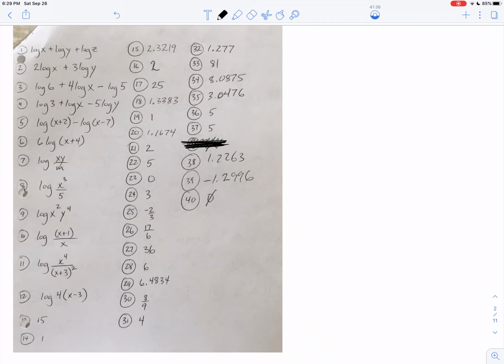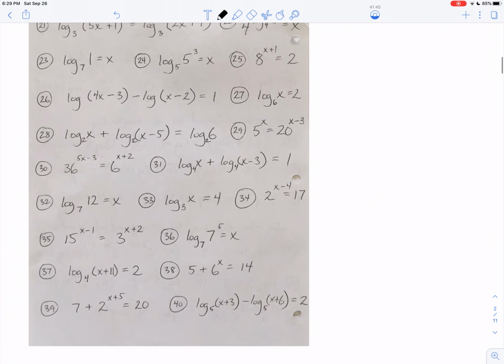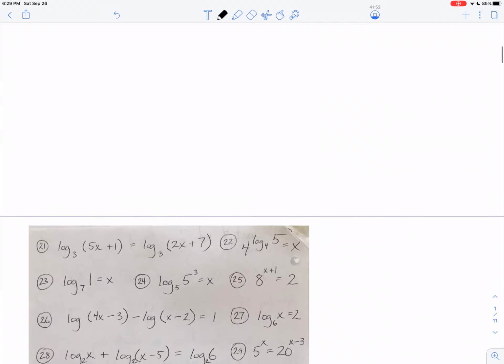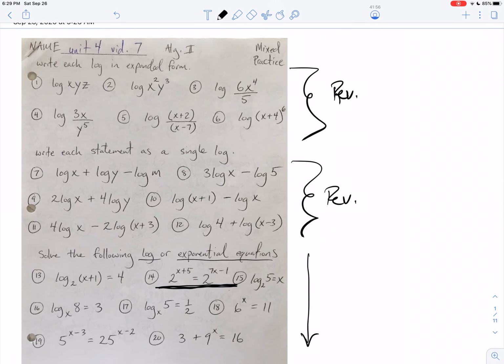And then the very next lesson is our last lesson. It is inverse functions. So please pause it, take a picture of this. I'm going to scroll back up for you. There's 21 to 40. Take a picture of it. And there's 1 through 20. Take a picture of it.